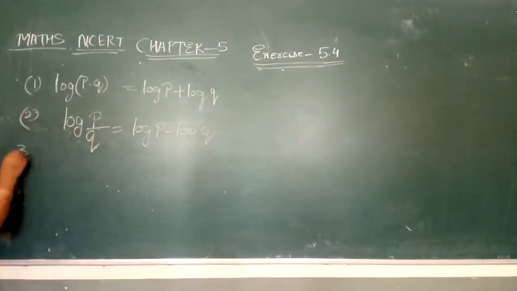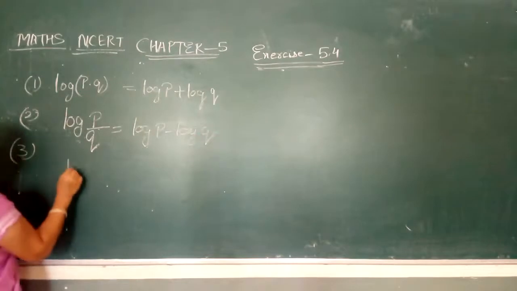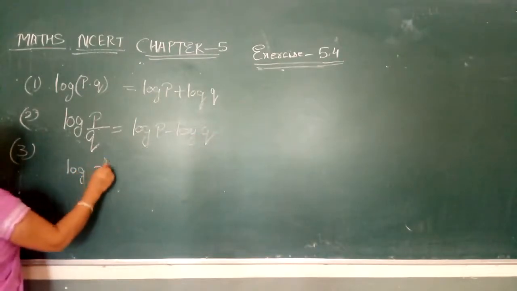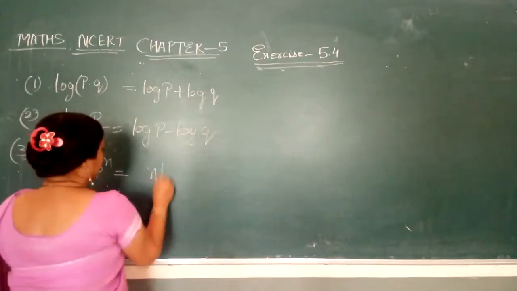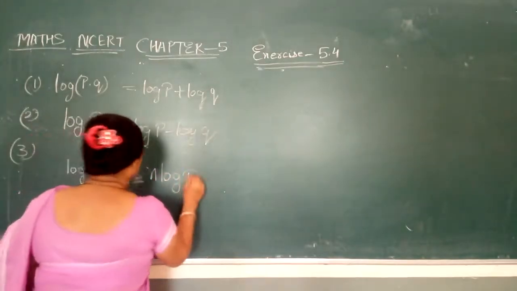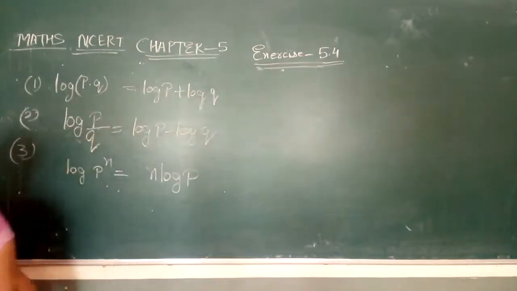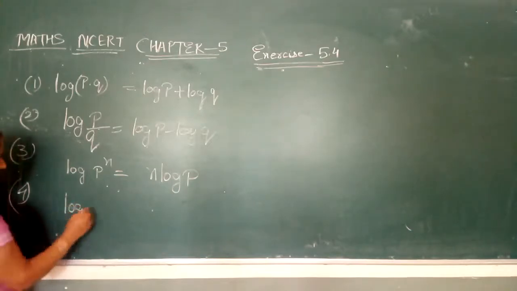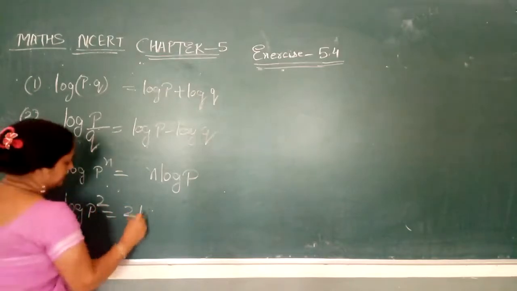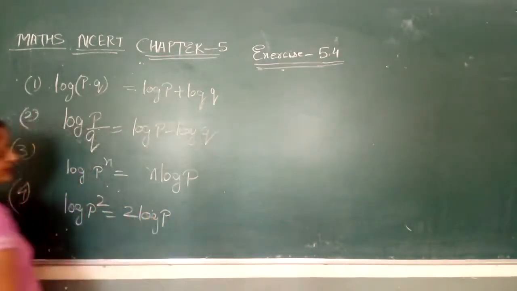And the third one is log p raised to power n. Log p raised to power n is n log p. And next, if the function is in the form log of p upon q, then log p minus log q is given, or log pq is given. If the function is log p square, then again you have to apply this one to log p.